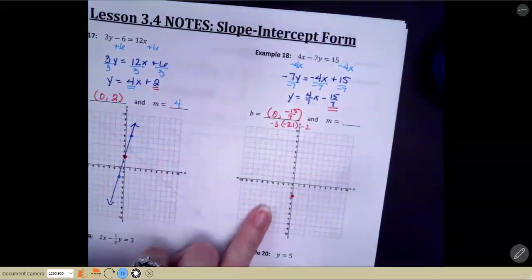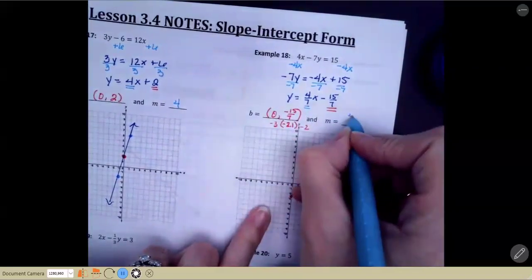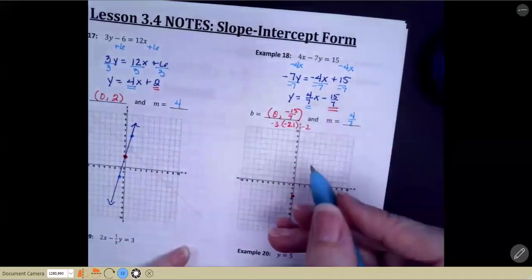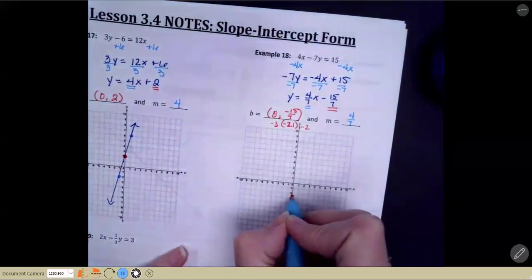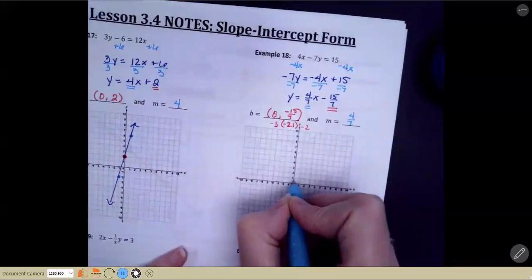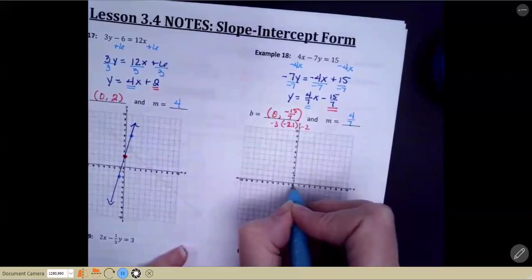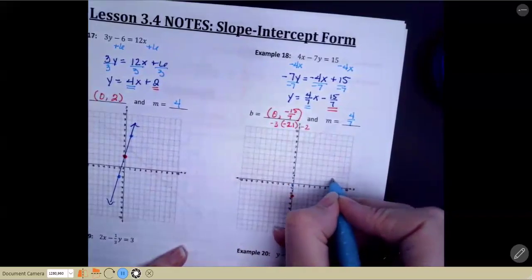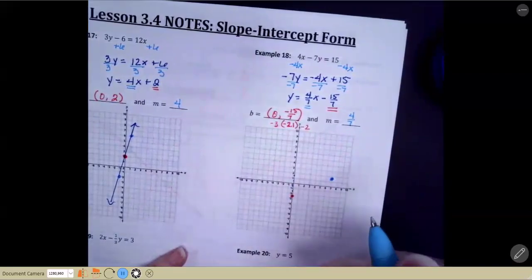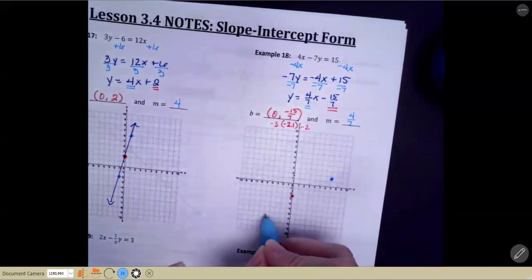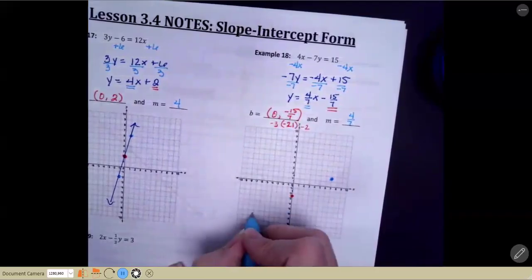And then my slope is 4/7. So that means I'm going to rise 4, run 7. Remember, we're in the middle of the box. So as we go up, we're in the middle of -2 and -1. In the middle of -1 is 0, and you keep going up 4: 1, 2, 3, 4. And then you go over 7, and you plot your point in between 1 and 2. I could also go down 4 and over 7 here.